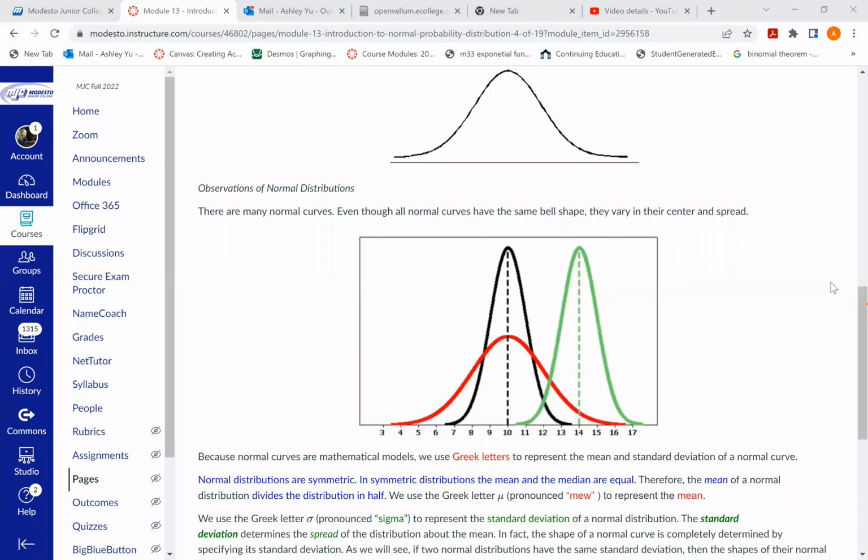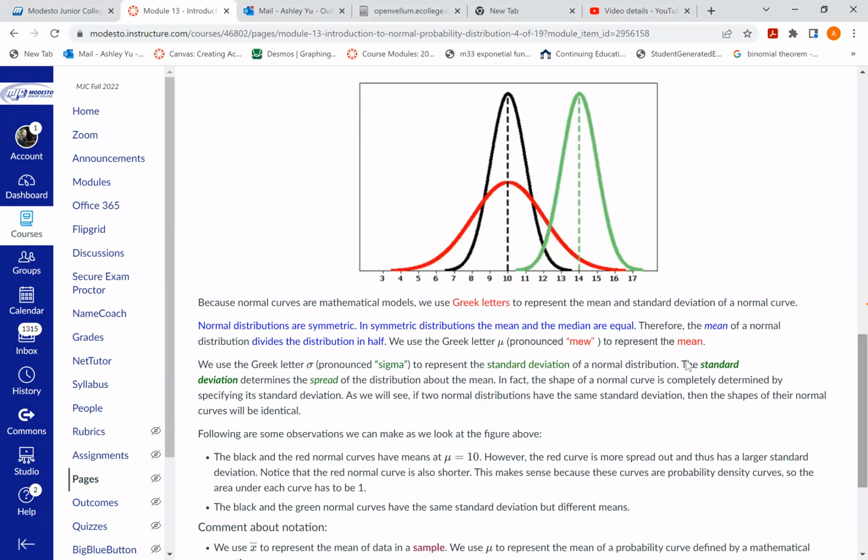Because normal curves are mathematical models, we use Greek letters to represent the mean and standard deviation of a normal curve. Normal distributions are symmetric. In symmetric distributions, the mean and the median are equal. Therefore, the mean of a normal distribution divides the distribution in half. We use the Greek letter pronounced mu.